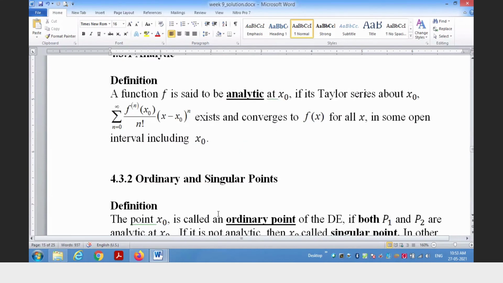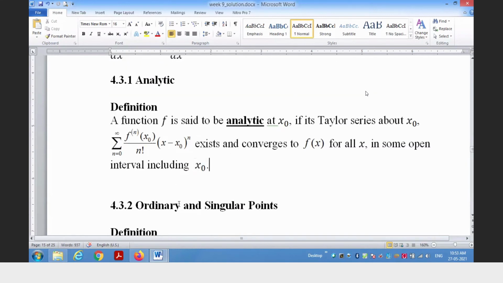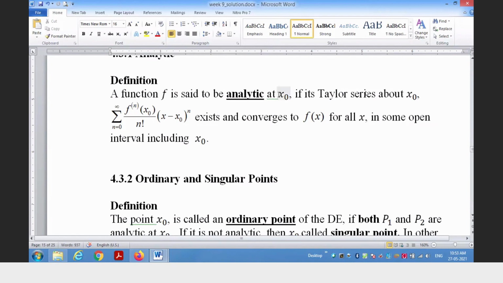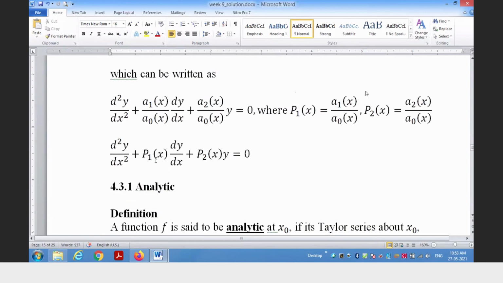The second term is ordinary and singular points. What are ordinary and singular points? We're talking about the point x naught. The point x naught is an ordinary point of the differential equation if both P1 and P2 are analytic. So what are P1 and P2? P1 is equal to A1(x) over A0(x), and P2 is equal to A2(x) over A0(x).